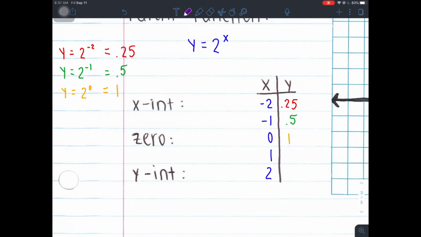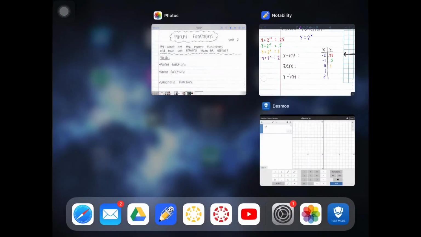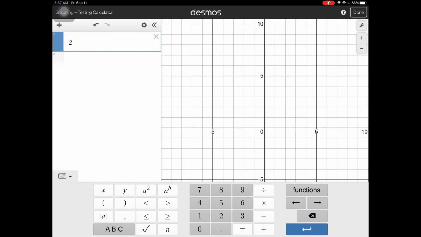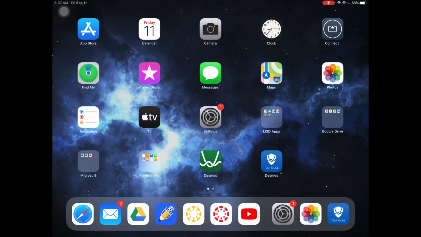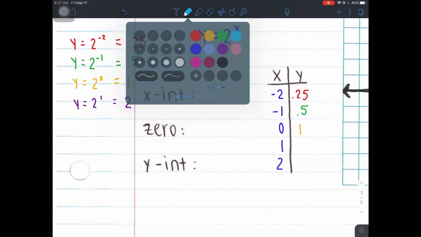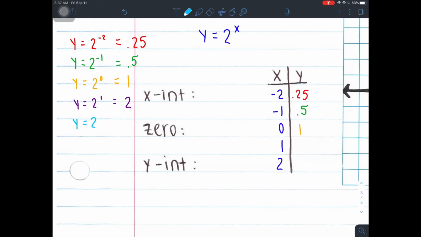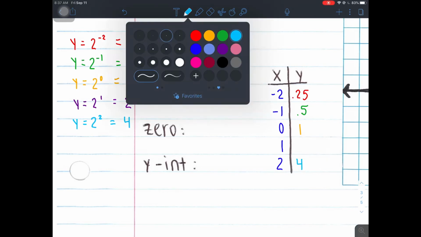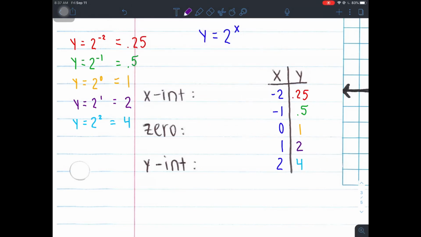Moving on to the next x value, it wants me to plug in a 1 for the x value, 2 to the first. Now, this one's easy. What's 2 to the first? It should be 2, right? Because I have 2 one time. So 2 to the first gives me 2. And then my very last x value here is 2, 2 to the second power. Well, 2 to the second is positive 4. Oops, I forgot to write the 2 there. There we go.